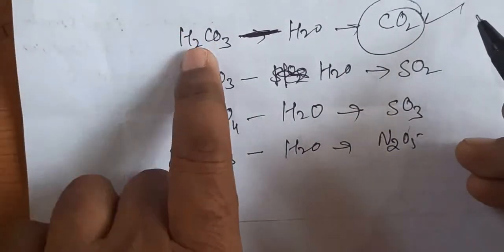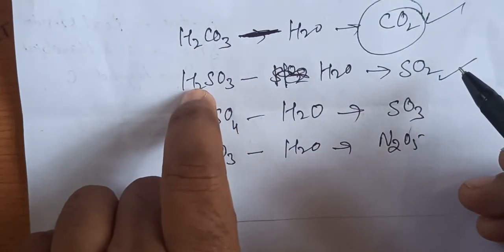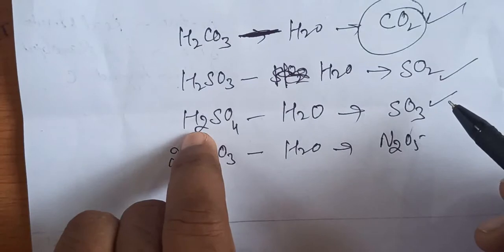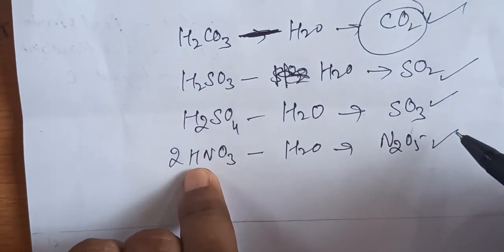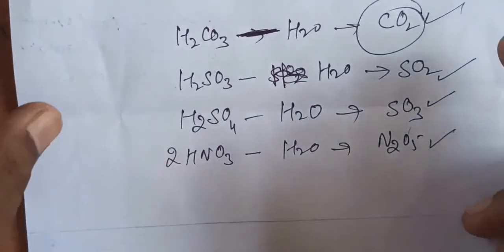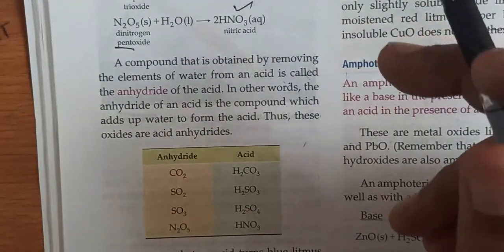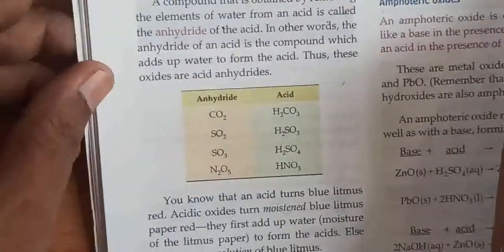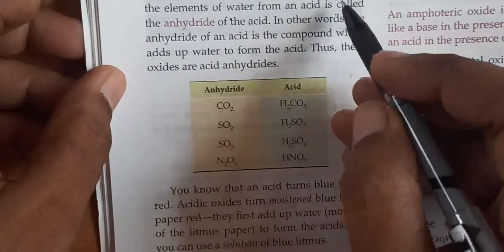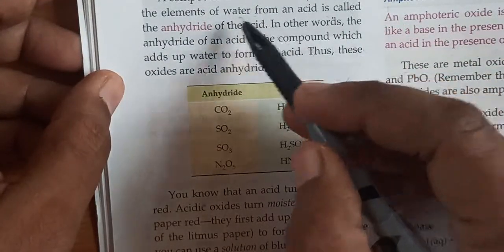Carbon dioxide is the anhydride of carbonic acid. Sulfur dioxide is the anhydride of sulfurous acid. Sulfur trioxide is the anhydride of sulfuric acid. Nitrogen pentoxide is the anhydride of nitric acid. Right? So these are anhydrides. Clear?